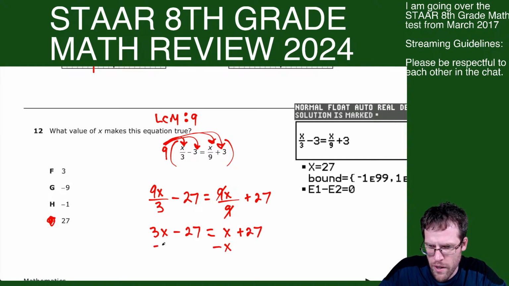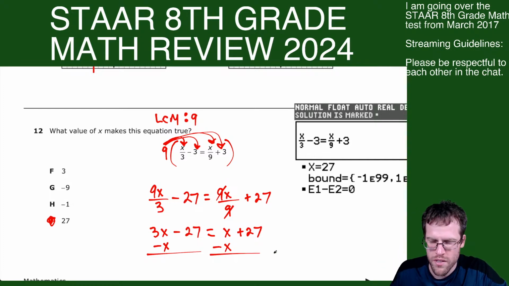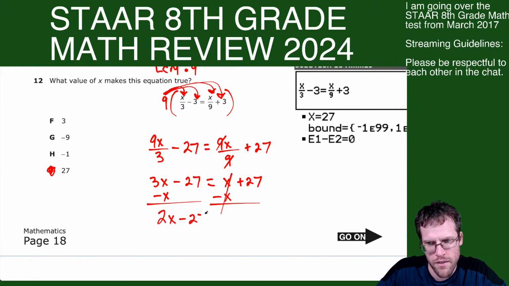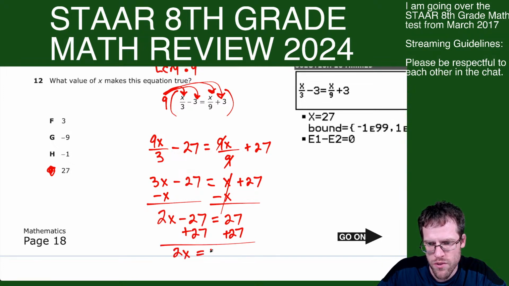So now I could go minus x on both sides, because I want all of the x terms on one side and the constants on the other. So we've got 2x minus 27 equals 27. And from here, solve for x, go plus 27 on both sides. And we've got 2x equals 54. Now we divide both sides by 2. And x is equal to 27.